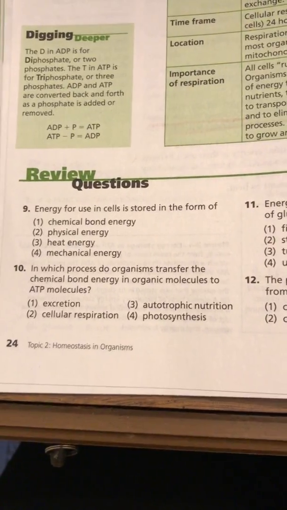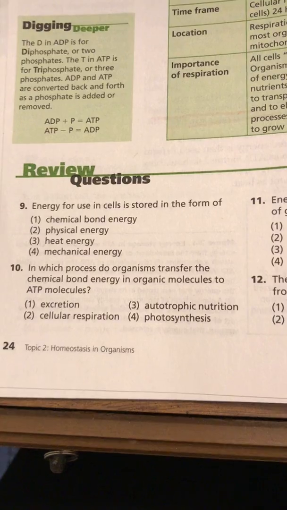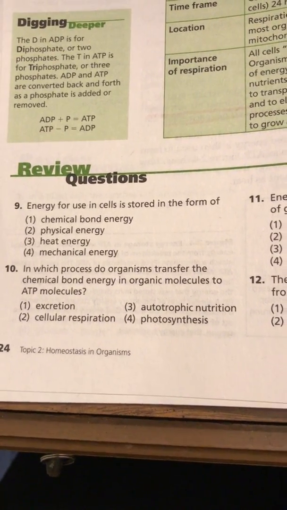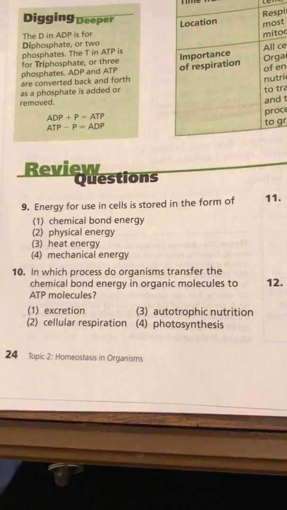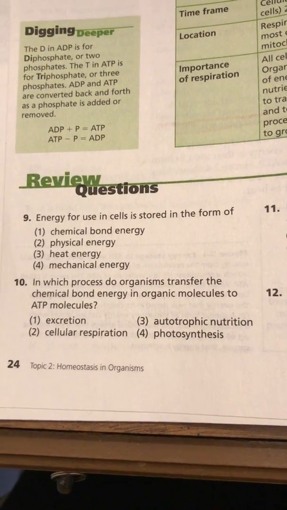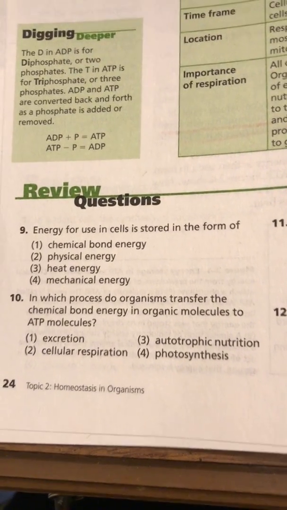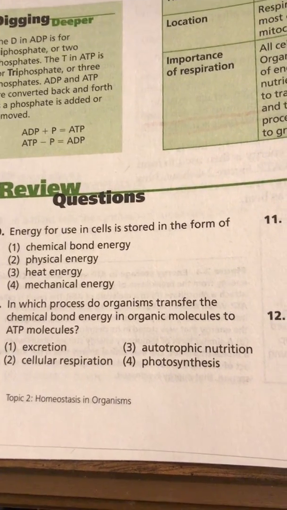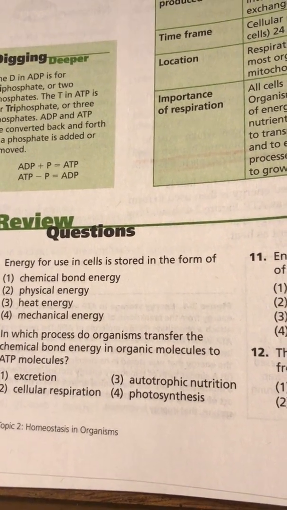Review question number 9. Energy for use in cells is stored in the form of 1. Chemical bond energy, 2. Physical energy, 3. Heat energy, or 4. Mechanical energy. 10. In which process do organisms transfer the chemical bond energy in organic molecules to ATP molecules? 1. Excretion, 2. Cellular respiration, 3. Autotrophic nutrition, or 4. Photosynthesis.